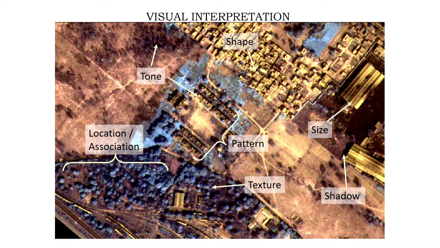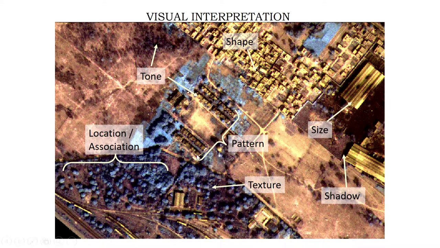A factory will have a very large size compared to a residential building. The shadow, the shadow gives you an idea of what the height of the building is. Okay, the shape, you see a stadium will have a very peculiar shape, so you can identify some features based on the shape only. It may be a cricket stadium or a football stadium, so it will be oval shaped. Okay, and some factories or large structures also you can identify. Second is the pattern.